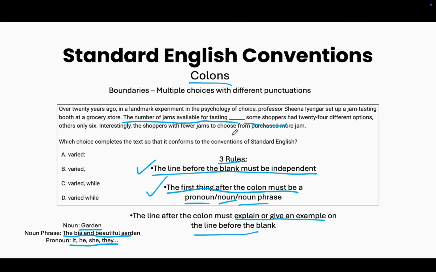So the line before says the number of jams available for tasting varied, while the line after the blank says some shoppers had 24 different options, others only 6. So the part after explains the part before, so basically how it is varied, meaning that rule 3 also works. All three rules check out, so the colon is correct.